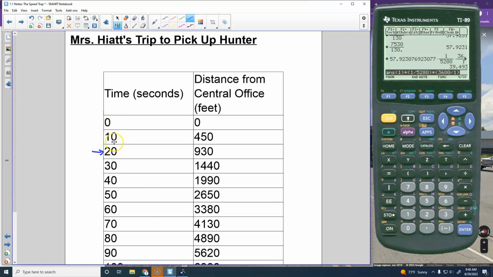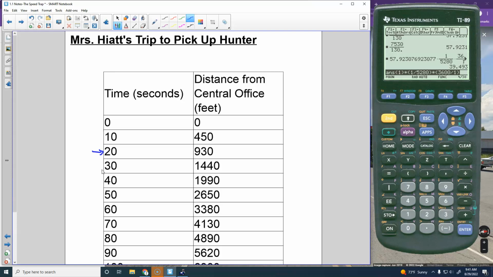So if we want to find an estimate here, what we want to do is take the closest points we can get and find that average, or find that speed, right? So we could use the time from 10 to 20. We could use the time from 20 to 30. We could use the time from 10 to 30. Really, any of these would be acceptable estimates. Those points are really close.